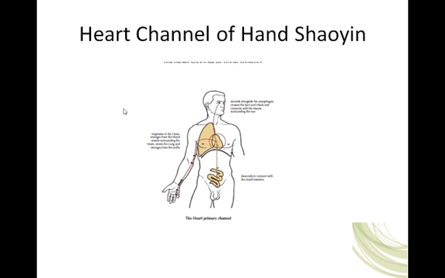The heart channel of hand Shaoyin originates in the heart and arises from the system of blood vessels that surround the heart. We see it arise here. A branch ascends alongside the esophagus, crosses the face and cheek to connect with the tissue surrounding the eye.